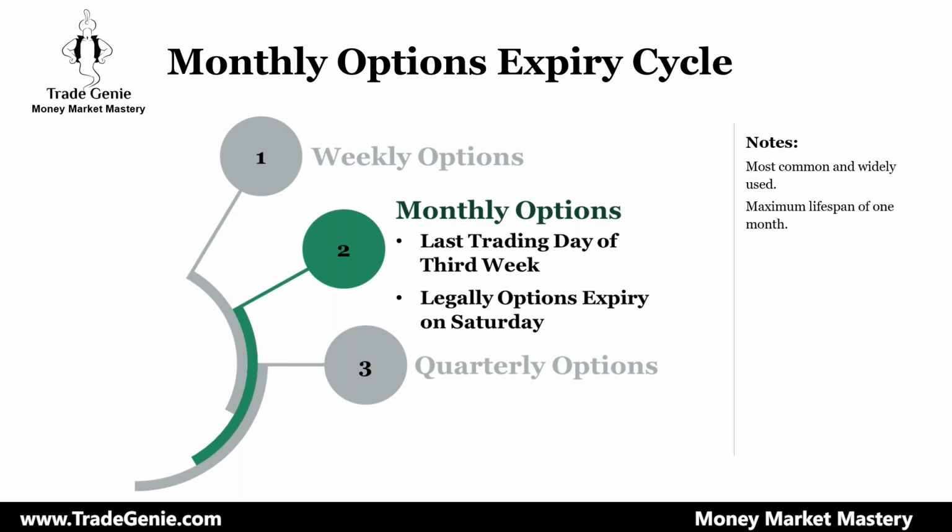But if Friday is a holiday, then the option is expiring on Thursday. So that's the last trading day, Thursday, because Friday is some holiday. Legally, the option expires on Saturday, but you can trade only till Friday. And if Friday is closed, or something unexpected happened and the market is closed on Friday, then the last trading day is Thursday. So it is the most common and widely used, with a maximum lifespan of 1 month. So monthly options have a maximum lifespan of 1 month.